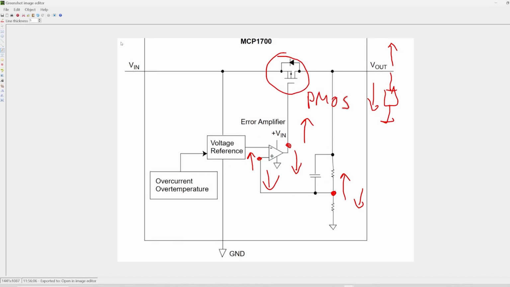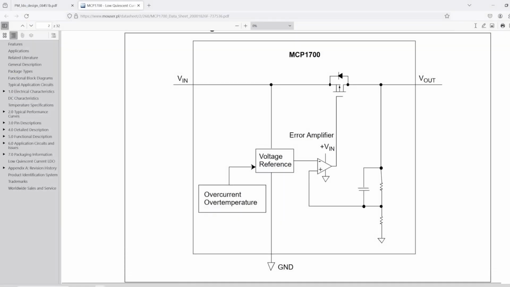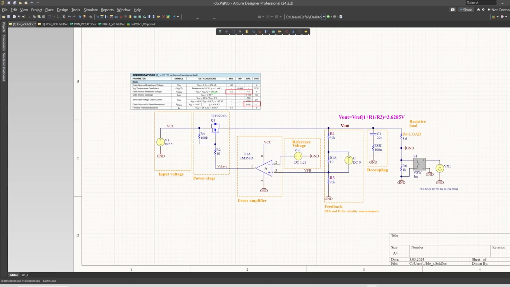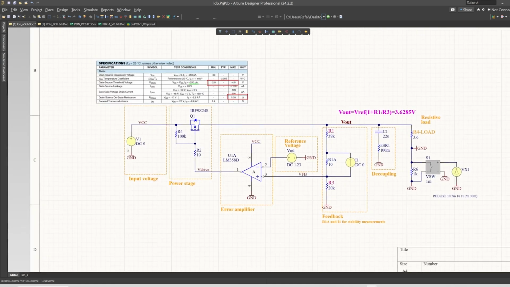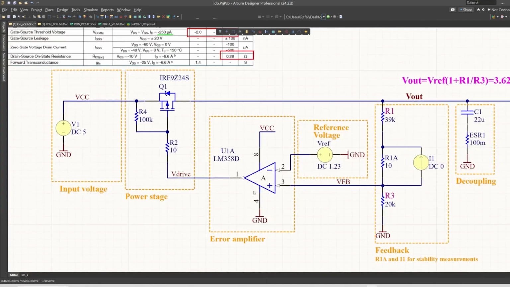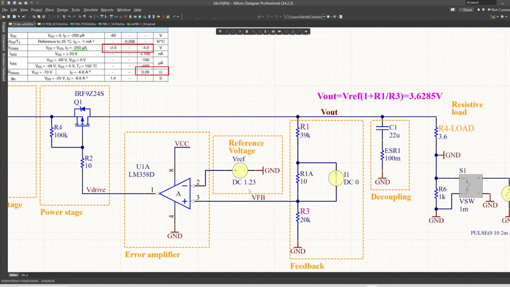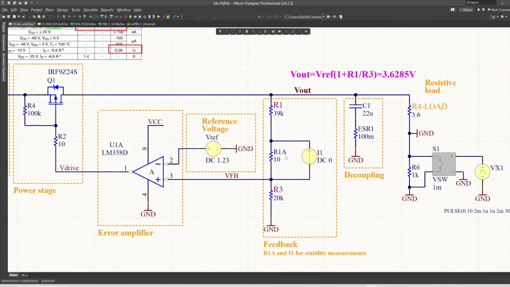Okay, let's now jump directly into Altium Designer. Here we have a basic LDO structure. We have the input voltage, we have the power stage, the PMOS, and the error amplifier built on an old LM358. We have the reference voltage 1.23, we have the resistors that set the output voltage, and here is the equation that sets the output voltage.